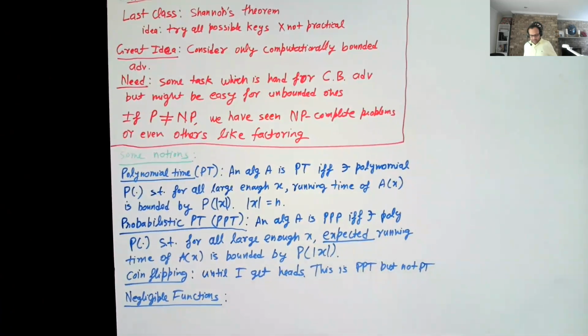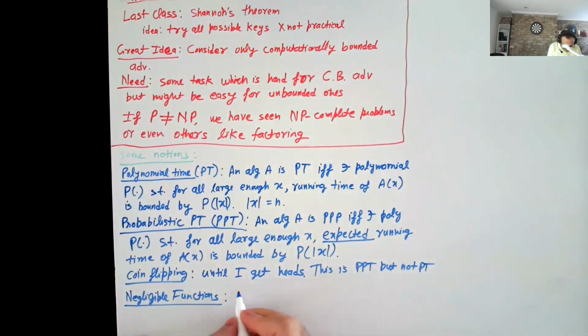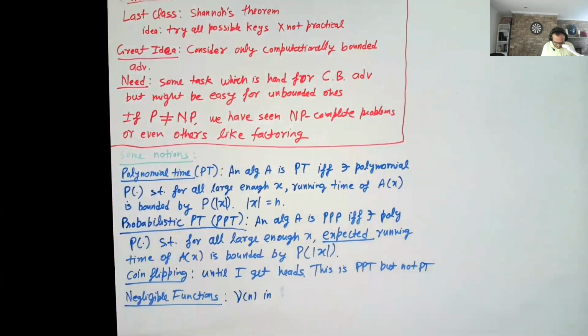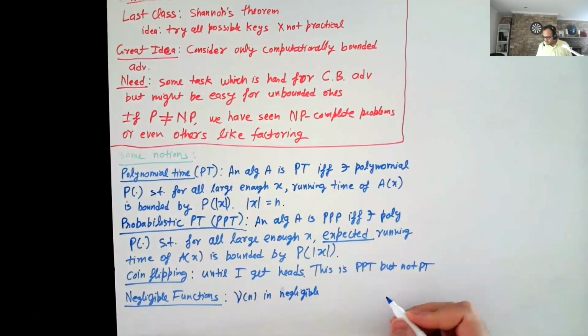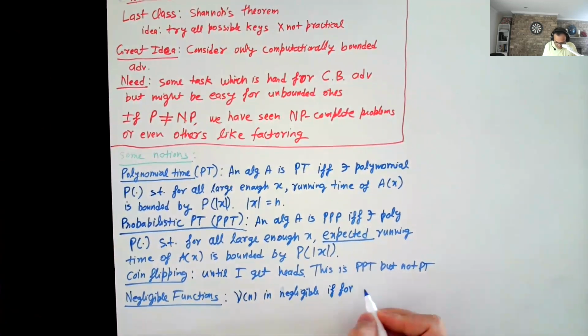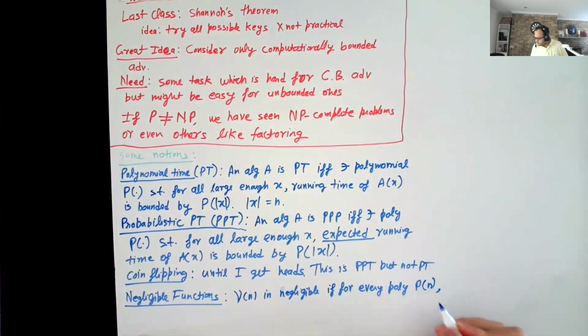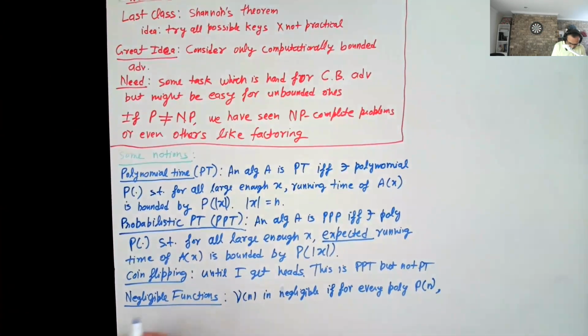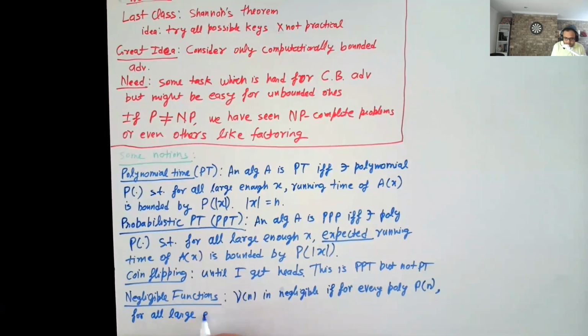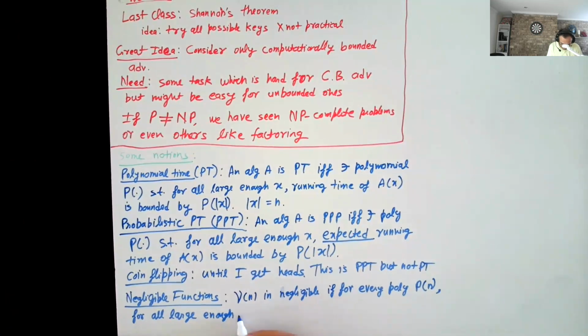So what is a negligible function? Intuitively, this is a function which is very small, almost exponentially small. So a function, let's call it nu of n, is called a negligible function if for every polynomial p of n, for all large enough n, nu of n is actually less than 1 by p of n.